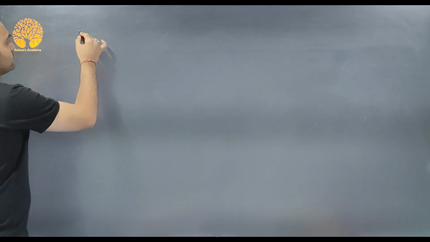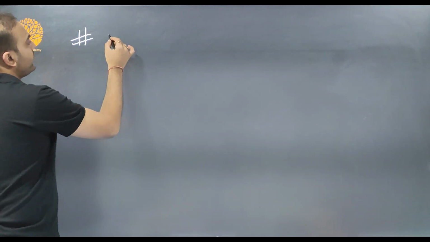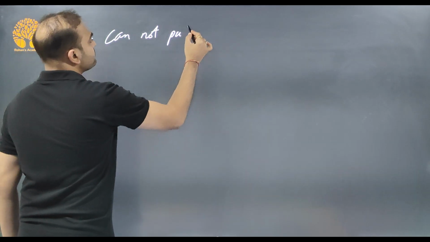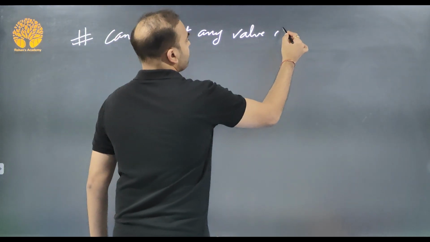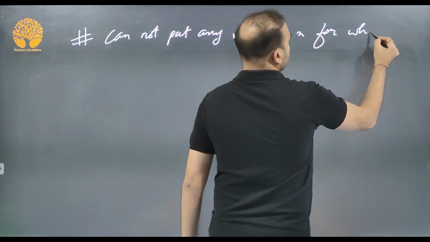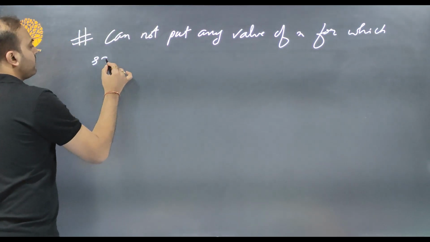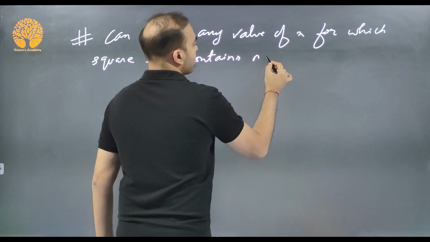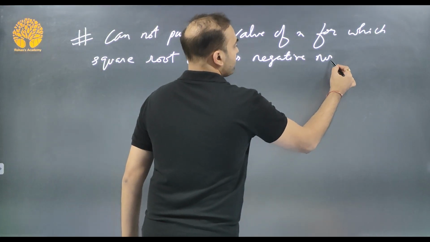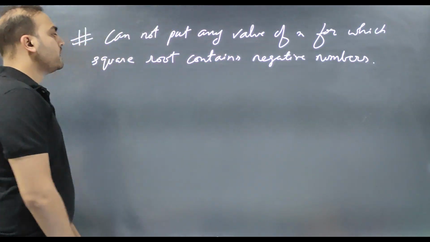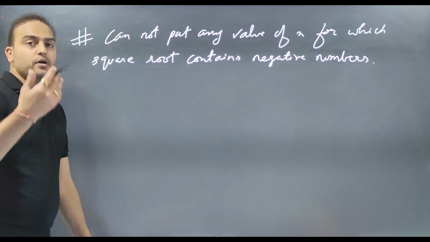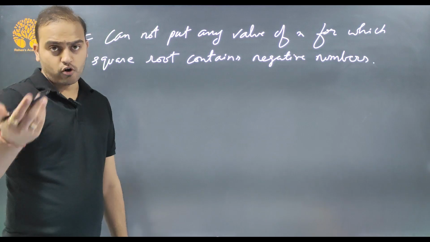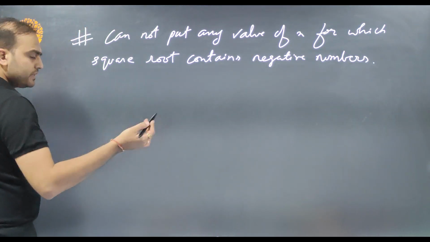Similarly, another condition. This condition comes because of our exam, because in our exam complex numbers are not allowed. So the second condition: you cannot put any value of x for which the square root has a negative value. We cannot put any values for which the square root contains negative numbers. Why? Because with respect to our syllabus, square roots of negative numbers, which are complex numbers, are not in the syllabus.